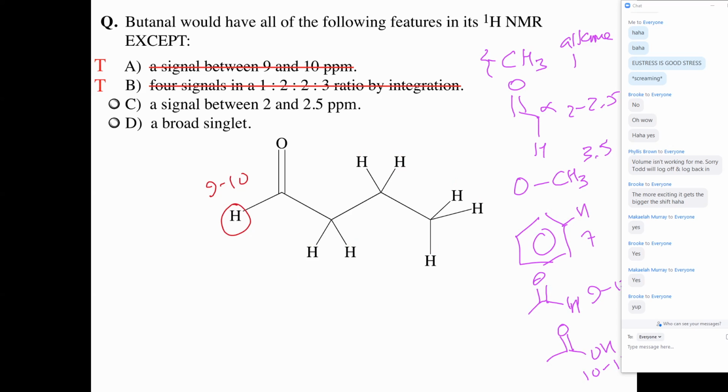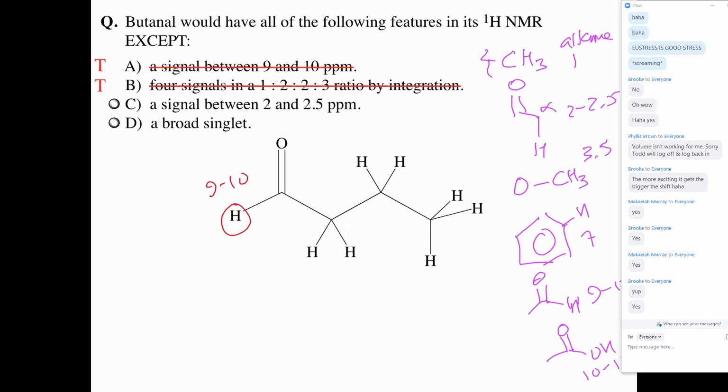Will you have a signal between 2 to 2.5? Do you have an H on an alpha carbon? Here's a carbonyl, here's an alpha carbon. So do we have an alpha one? Sure.